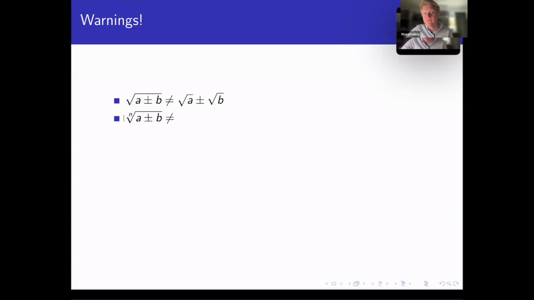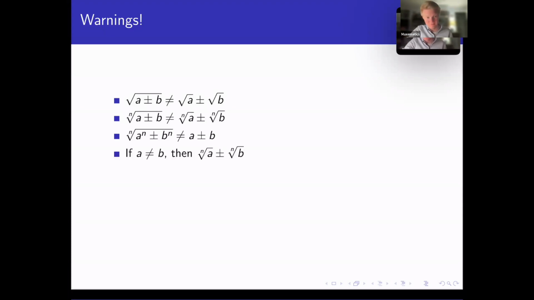That is true even for nth roots. Just because this is not square root and it's an nth root, still can't split it up. Okay, even if we have nth root of a to the n plus or minus b to the n, we can't magically cancel out those roots, right? We can only distribute over multiplication and division.